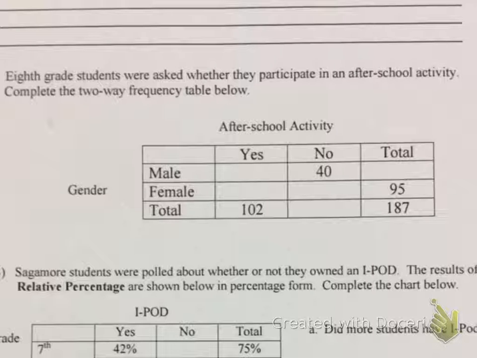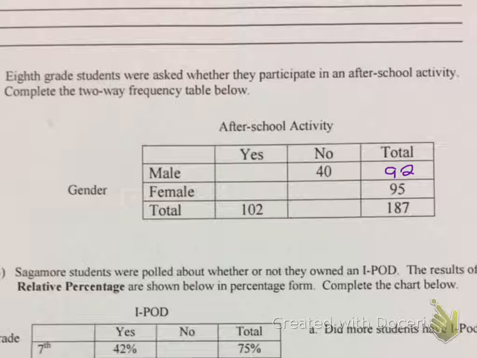All right, this next frequency table says 8th grade students were asked whether they participated in after-school activities. Complete the two-way frequency table below. So what we're going to do is fill in the blanks here. We know that this column right here has to add up to 187. So if I already know 95, I'm going to do 187 minus 95, and that's going to give me my total to put in this spot right here. So this is going to be 92.